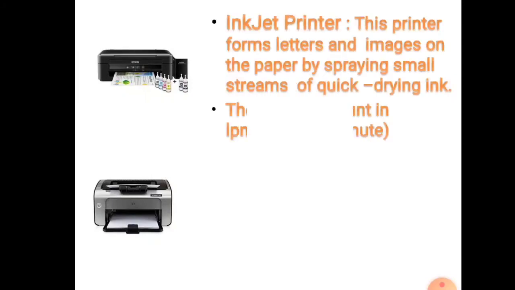The inkjet printer forms letters and images on the paper by spraying small streams of quick-drying ink. It sprays the ink, which falls on the paper, and we can see the image. Here it is not character by character, it gives us line by line. That is why the speed is counted in lines per minute.